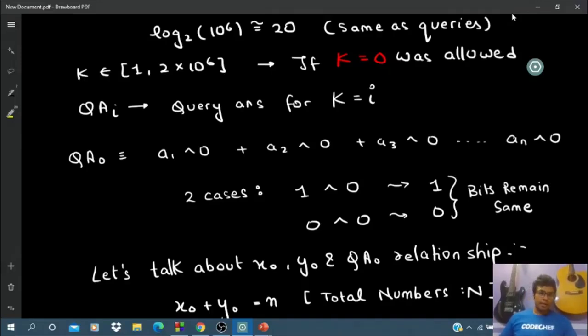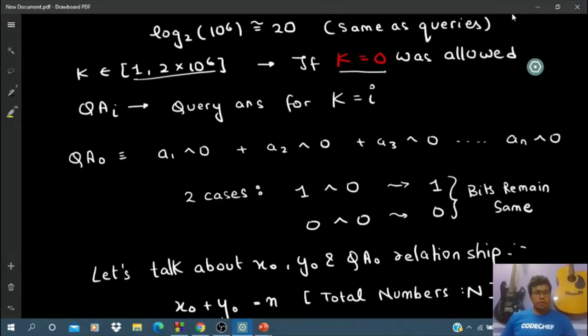And the value of k that is allowed is 1 to 10 to the power of 6. So this is important. Let's talk about what would happen if k equal to 0 was allowed. This is just an intuition. The only reason why someone would XOR with k equal to 0 is purely on the basis of let's see what it gets us.